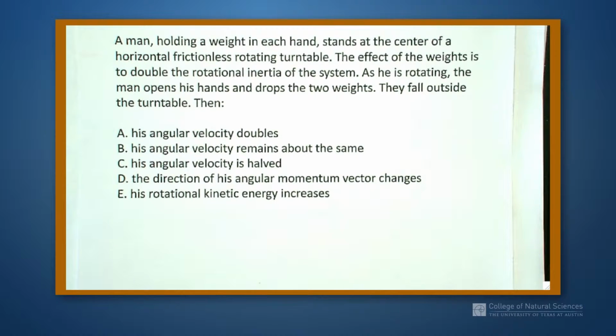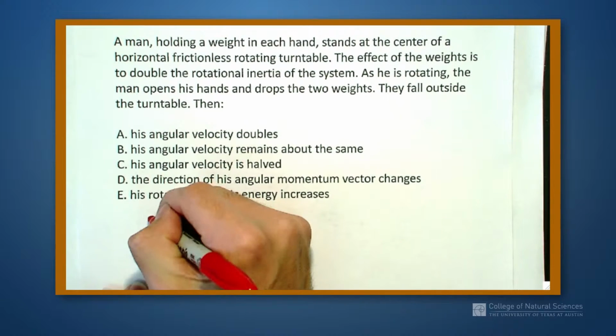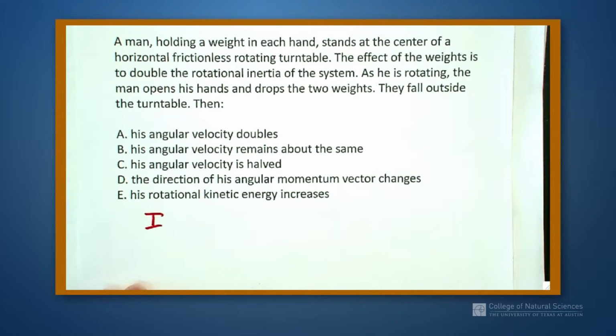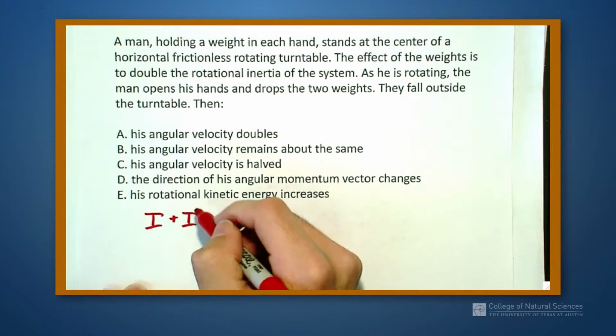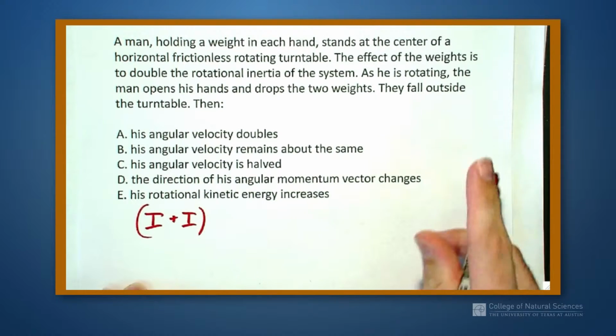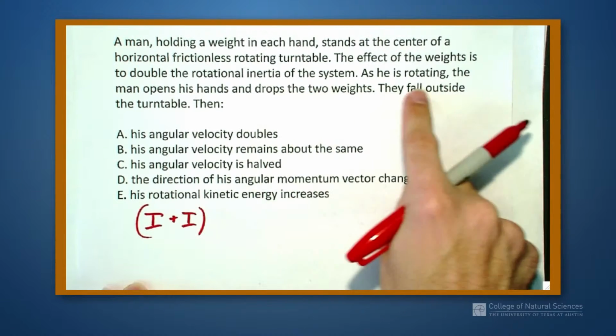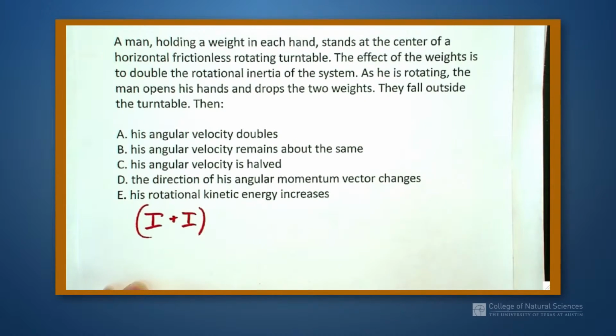So this question says that we have a man holding a weight in each hand and standing at the center of a frictionless rotating turntable. The effects of the weights are to double the rotational inertia of the system. So the person has a moment of inertia I, and the weights in each hand have a total moment of inertia of I as well. They're both rotating, and at some point the man opens his hands and drops the two weights.